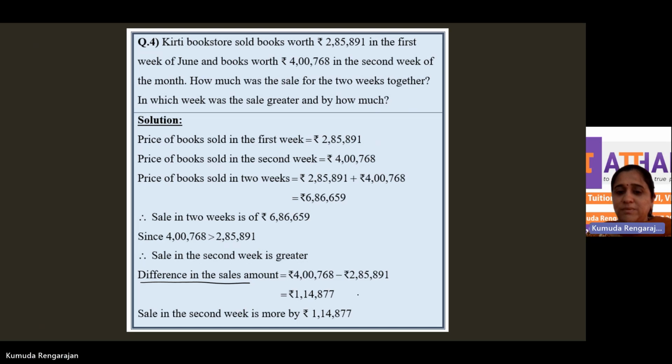So difference in the sales amount is equal to find the difference. All right? Subtract. So you'll have to work it here, children. Subtraction, we need to do it here. Therefore, say so and by how much? Sale in the second week is more by... just answer this call. Just go to the next one.